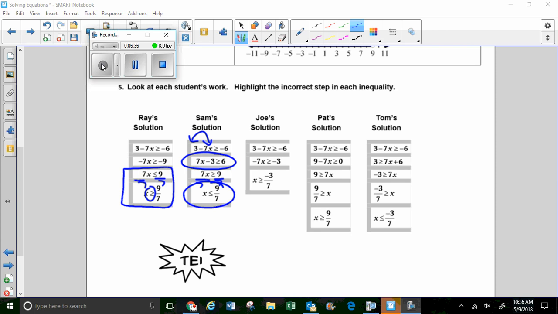Joe's mistake happened at the end. He divided both sides by negative 7, and then he forgot to flip the sign because he divided by a negative, so that sign should have been flipped in the last step.